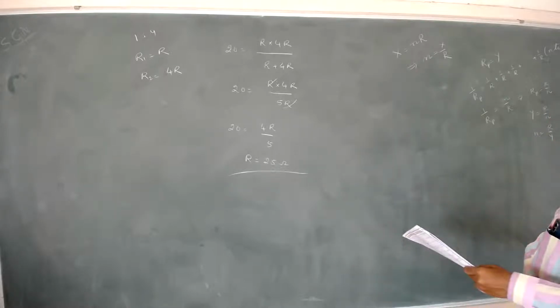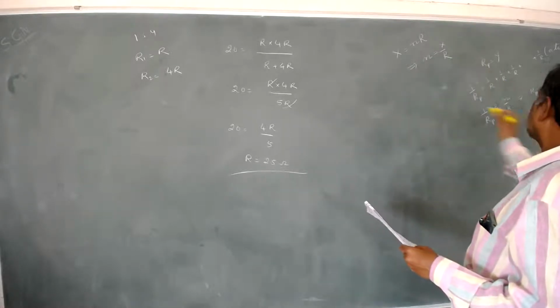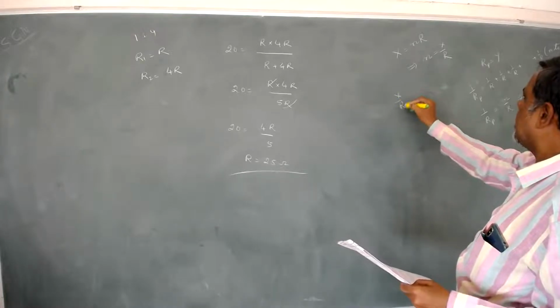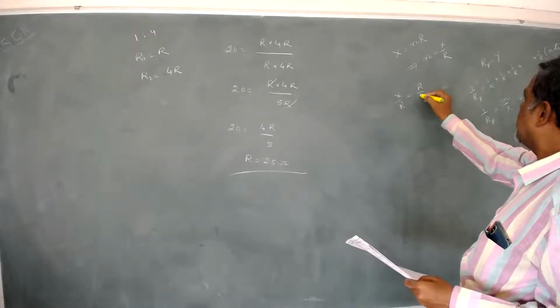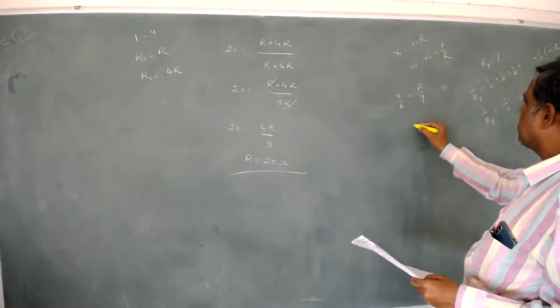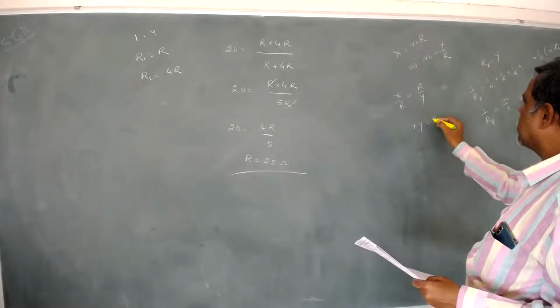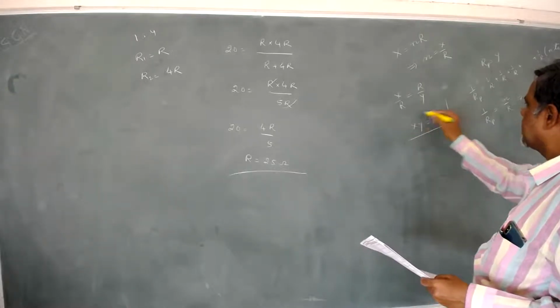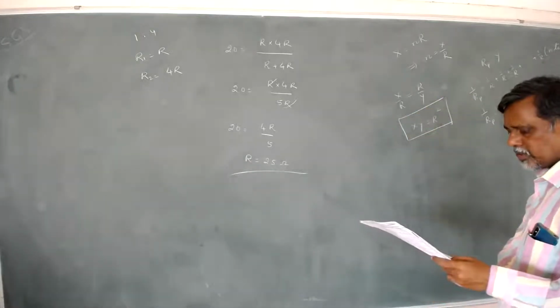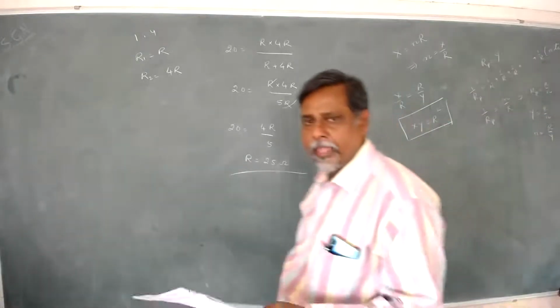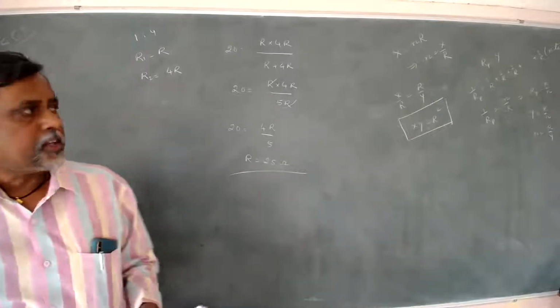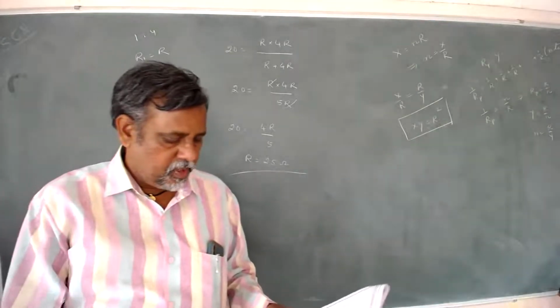N is equal to R by Y. So from these two equations, X by R equals R by Y. So X into Y is equal to R square. That is the relation. Okay, next step.